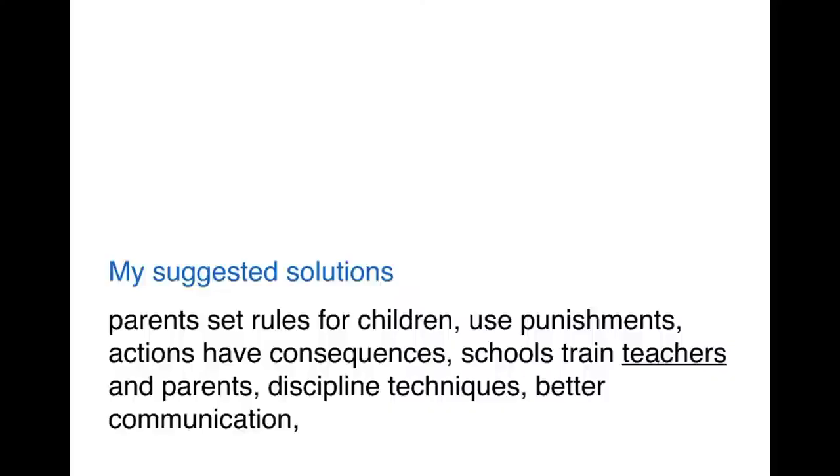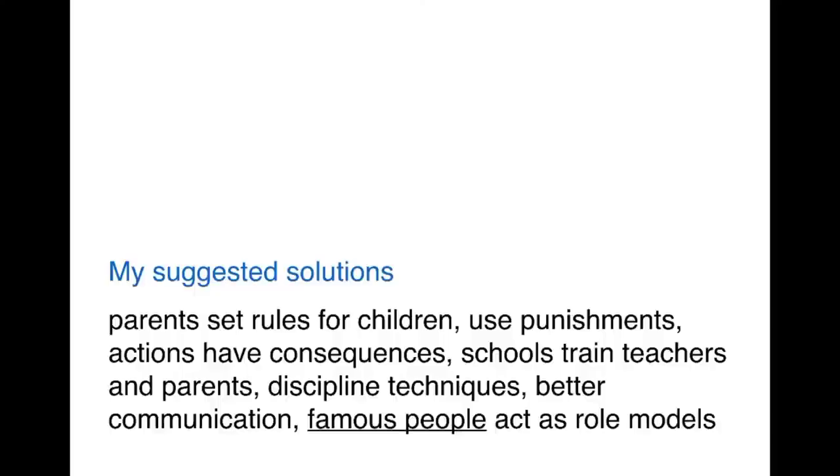The final people that we blamed were celebrities, famous people, so we'll have a solution for that problem. Famous people need to act as role models. Again, you can see the 3 groups of people that we blamed before, and we've got a solution for each one: the parents, the teachers, and the famous people. Let's order those ideas now.